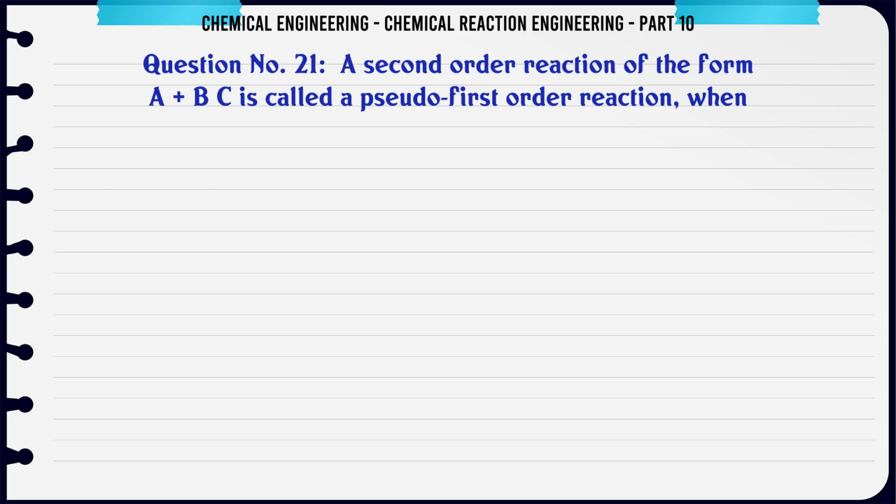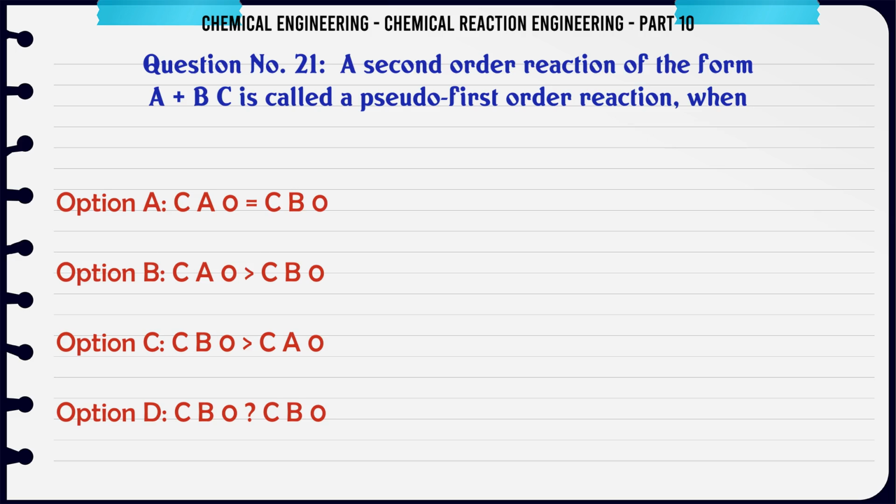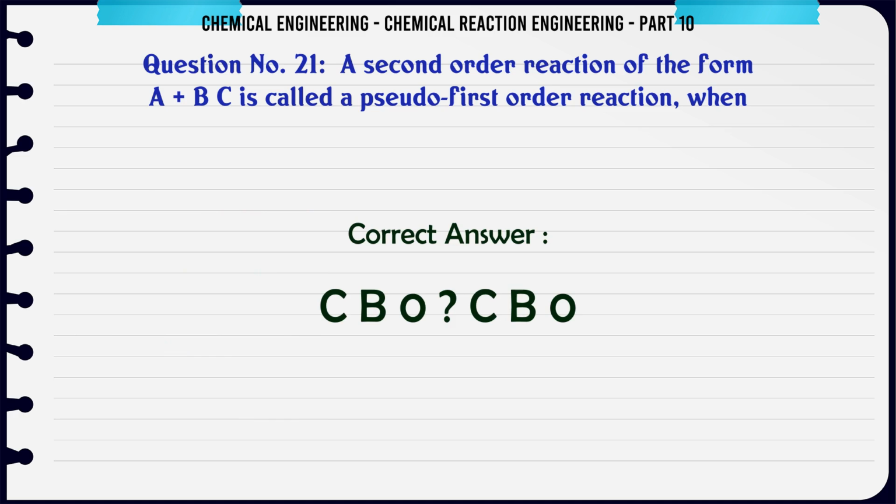A second-order reaction of the form A + B → C is called a pseudo-first order reaction when: A. C_A0 >> C_B0, B. C_A0 << C_B0, C. C_B0 >> C_A0, D. C_B0 << C_B0. The correct answer is C_B0 >> C_A0.